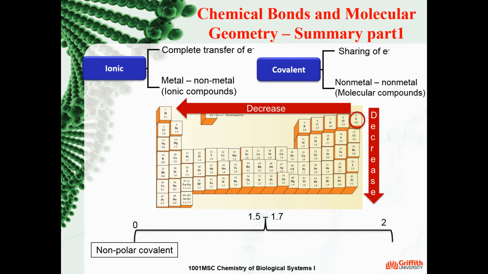If the difference in electronegativity is close to 1.5 to 1.7, then we expect to find polar covalent bonds. In this type of bond, one element will get a partial negative charge and the other a partial positive charge. When the difference in electronegativity approaches 2, the bond will be ionic.